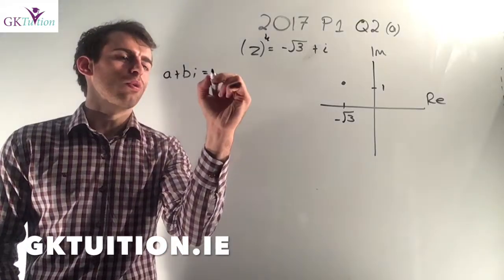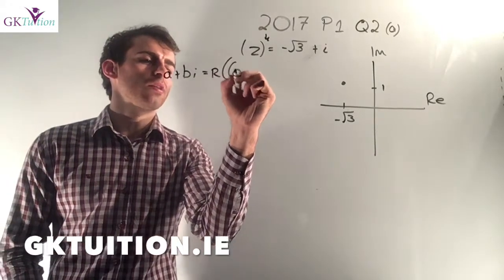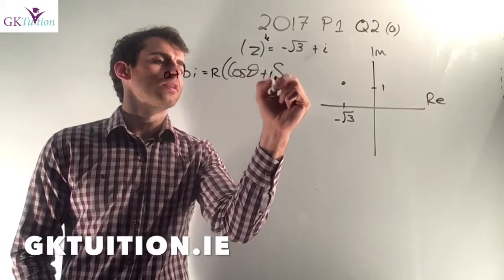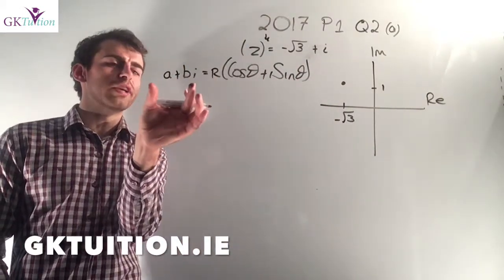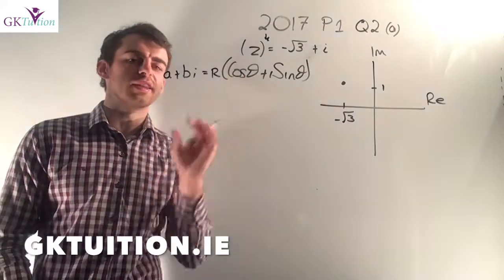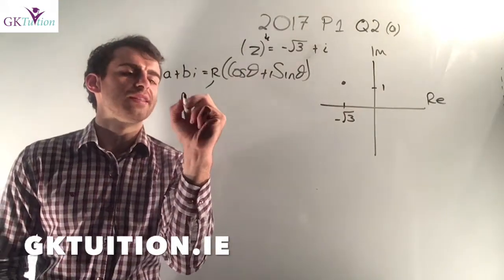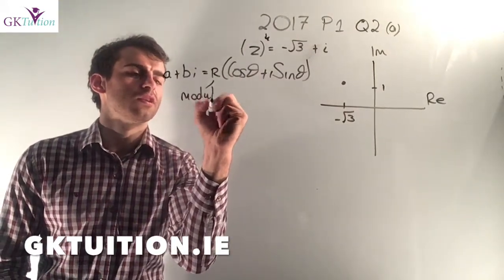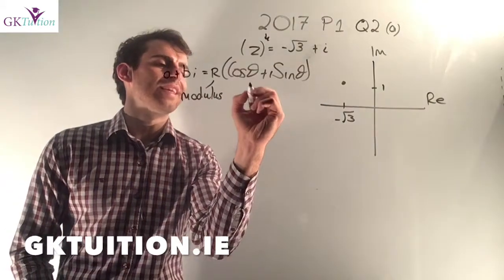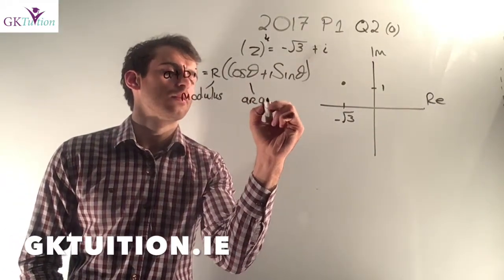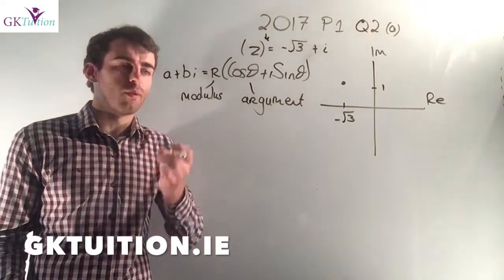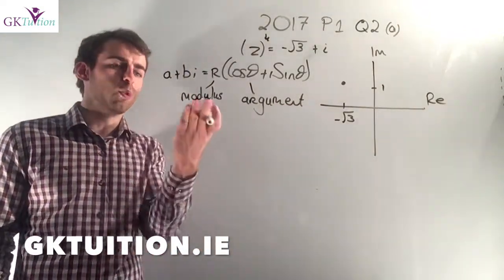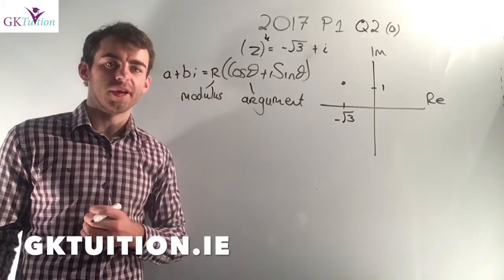So to get it in polar form, it's r times the cos of theta plus i times the sine of theta. So I should be able to rewrite my complex number in this form, where r is referred to as the modulus and theta is the argument. Basically there's two steps to converting your complex number into polar form. Step 1, find the modulus. Step 2, find the argument.